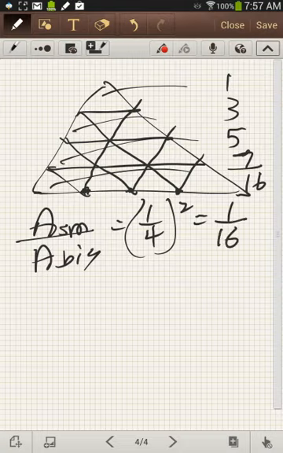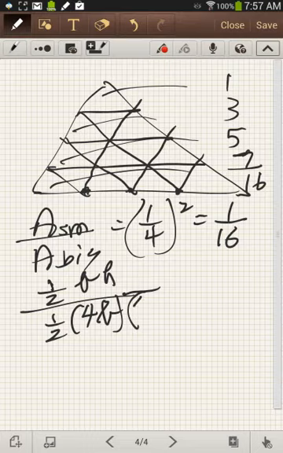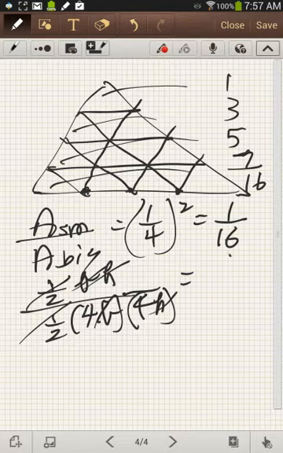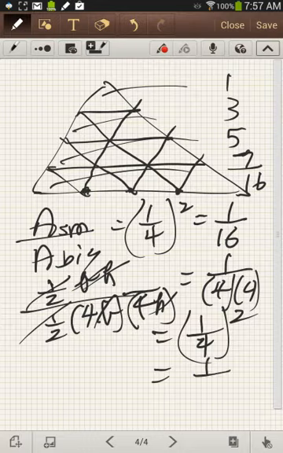We could do this by the area formula again. So we have 1/2 base times height to 1/2 4 base 4 height, and we see our 1 over 4 times 4, 1 over 4 squared. They'll just want to write 1/16. It's our job to write it like this.